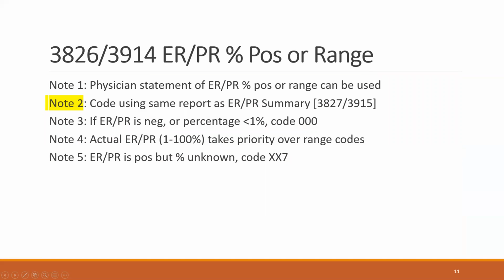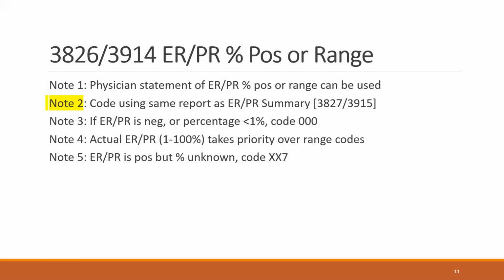Okay, now let's look at the percent positive or the range for both the ER and the PR. Note 2 has been updated. Code using the same report as the ER PR summary. So you are going to have one report for all 3 of these data items for the ER, and that same report should also report out the PR. And so for all of these 6 initial fields that you are coding is going to come from one report.